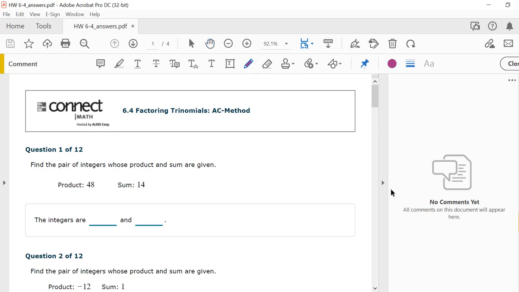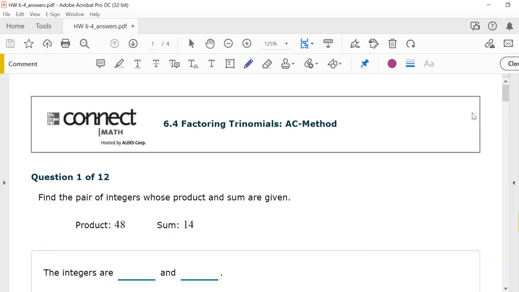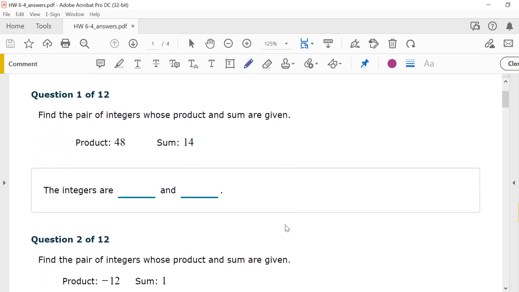Right, section 6.4, factoring trinomials, the AC method. Well, I'd like to tell you that we're going to learn something new, but the book finally caught up with the way that I enjoy teaching factoring, and so we're going to continue doing it the way that I've shown you so far. Question number 1, find the pair of integers whose product and sum are given.